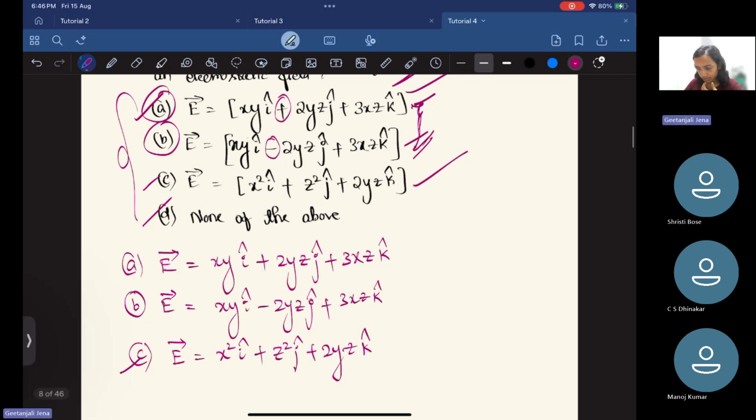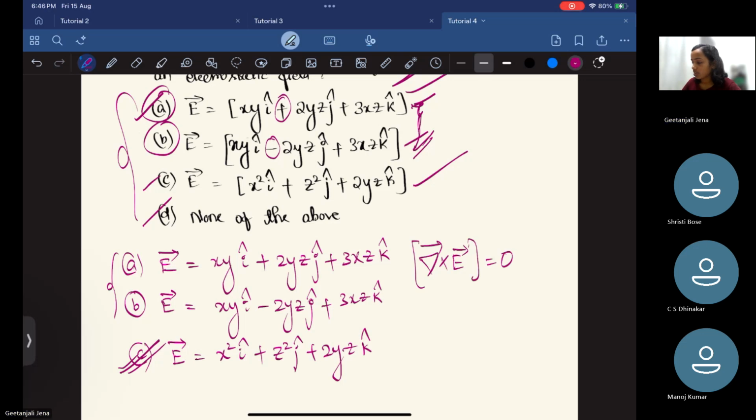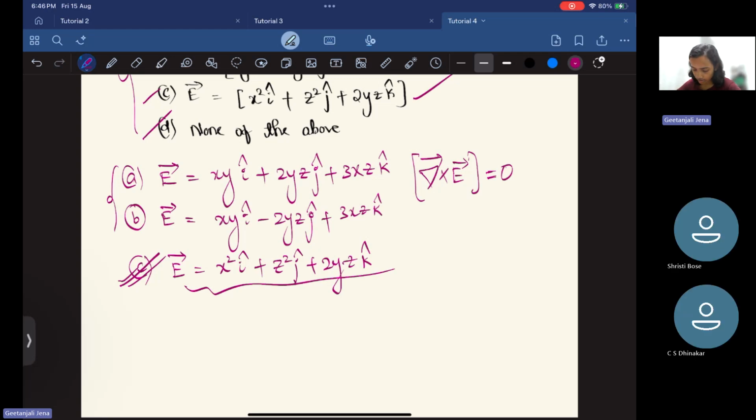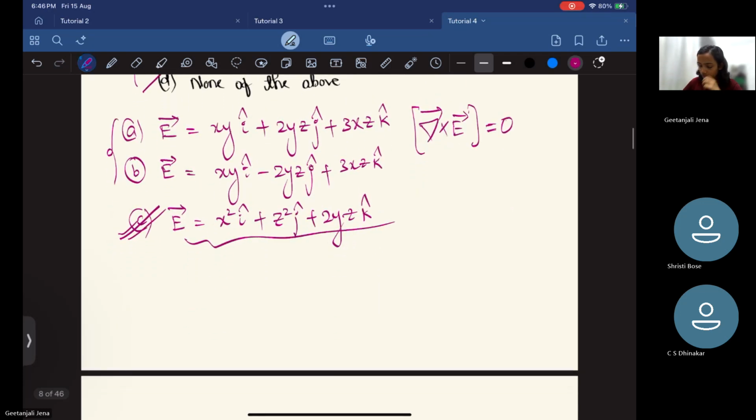Yes, option C is correct. So these two options are not electrostatic fields. The condition you need to check is whether the curl of E is zero or not. If it is zero, then it's an electrostatic field. If it is not zero, then it's not an electrostatic field. And if you check for this case, it will come out as zero. So just check whether the curl is zero or not.